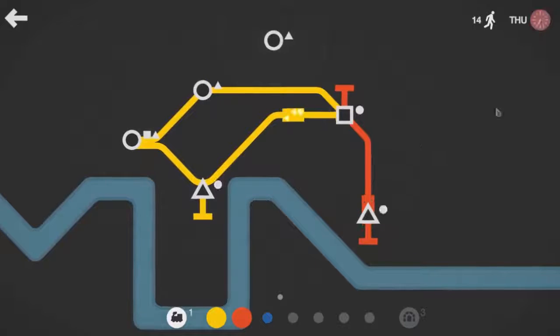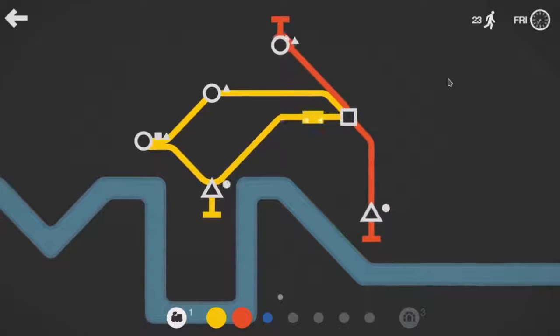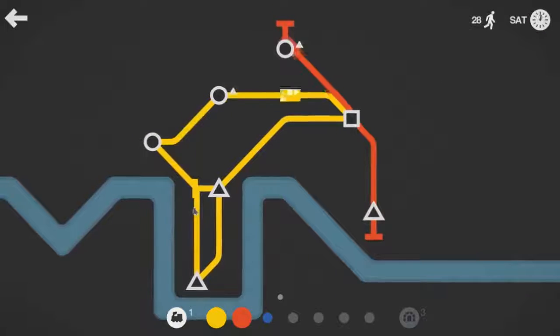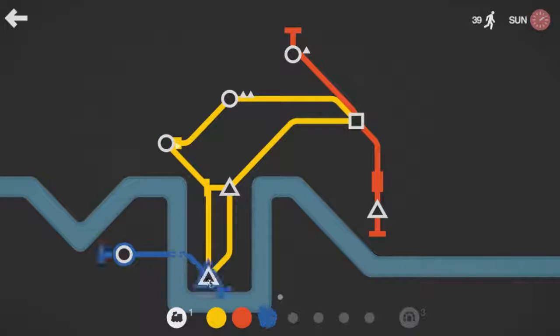Mini Metro, at the time of recording, is £6.99, the usual price on Steam. That's British pounds, by the way. But it is on the new Lunar Calendar sale, 15% off. So now is a good time to get it if you're thinking about getting it anytime soon.